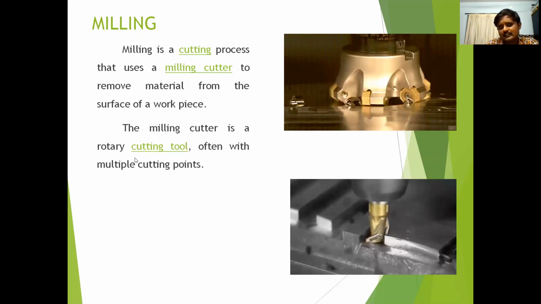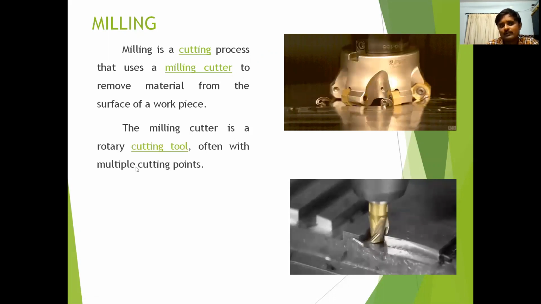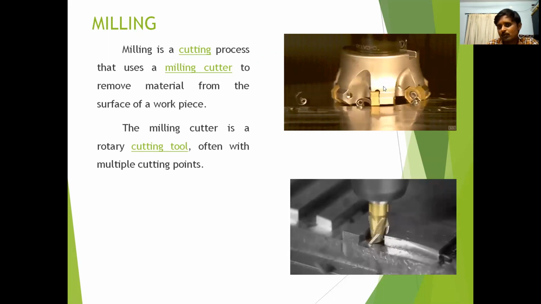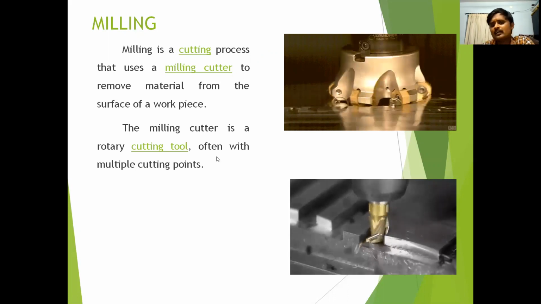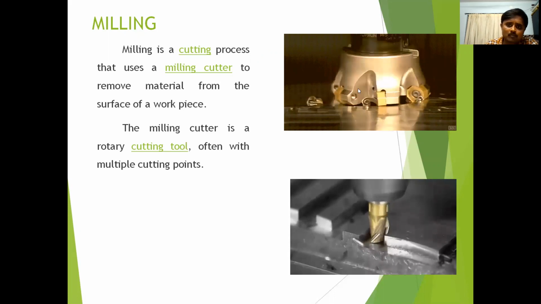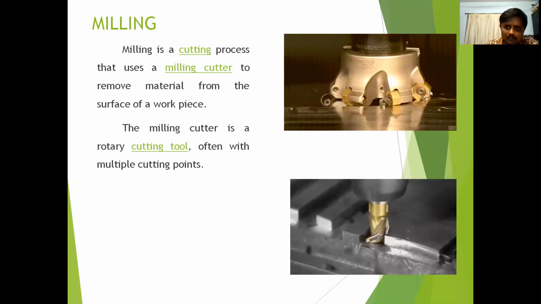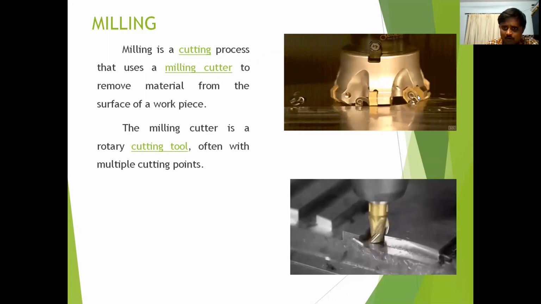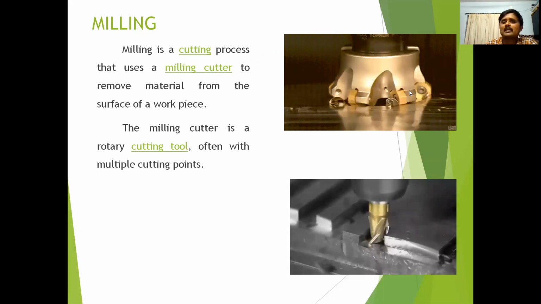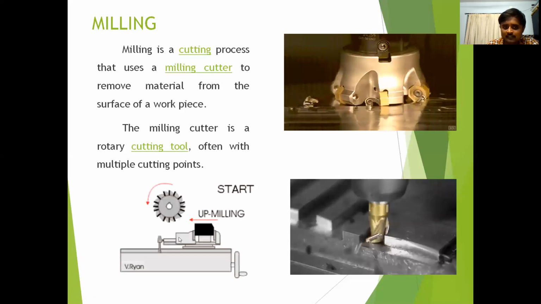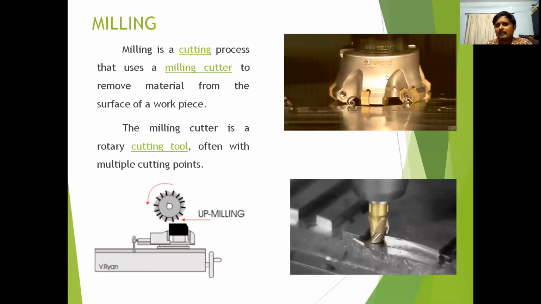The milling cutter is a rotary cutting tool, often with multiple cutting points. In case of milling, the cutting tool rotates about its own axis, and it contains multiple cutting points. Here these are the cutting points. The milling cutter contains multiple cutting points, and here if you observe, this is a milling cutter.